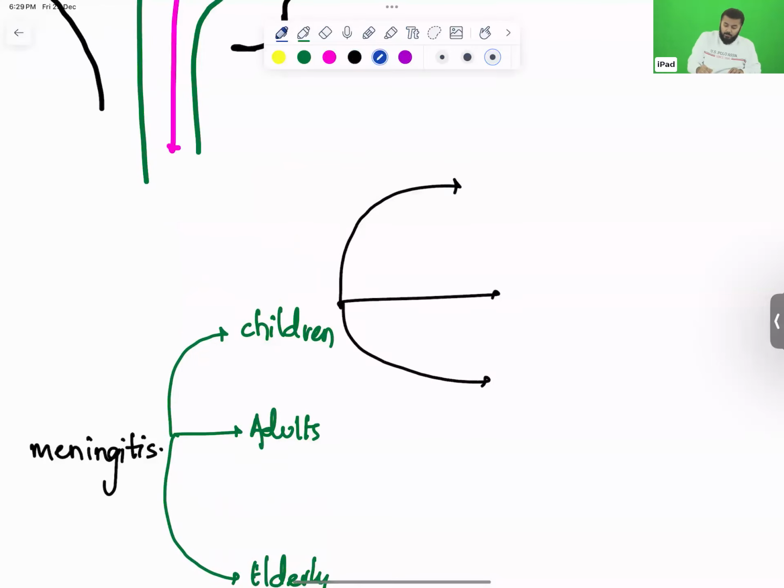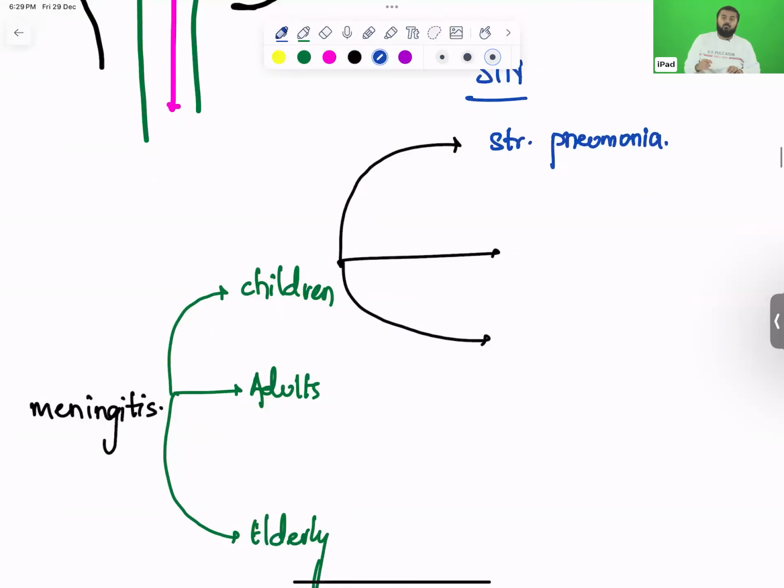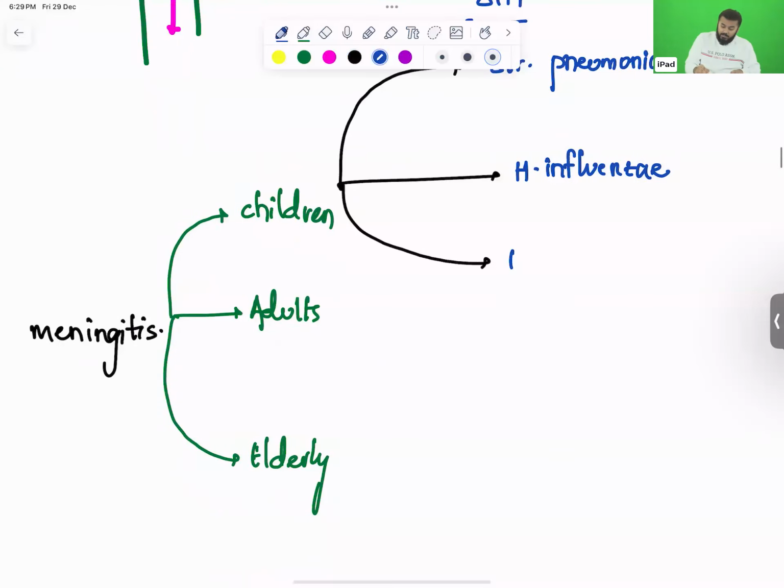How do you remember that? You remember it by the mnemonic SIN. S-I-N. S stands for Streptococcus pneumonia. I stands for Haemophilus influenza. N stands for Neisseria meningitis. So these are the three organisms which will cause meningitis in children. Very important, guys. Whatever you do, remember this table at any cost. Why? Because the same table will be repeated in pediatrics also.